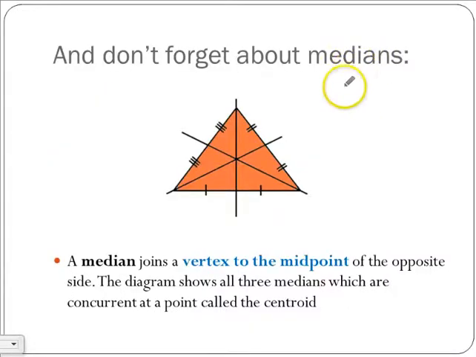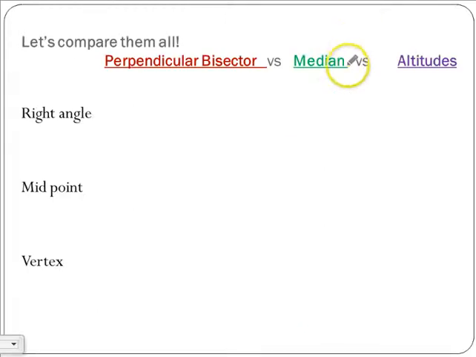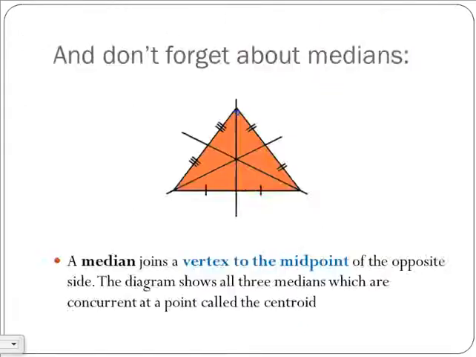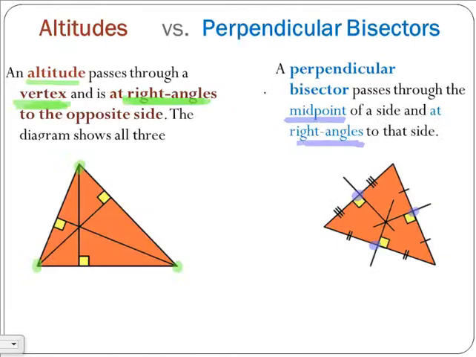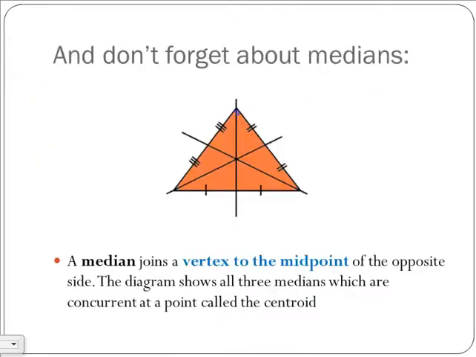And then medians, we talked about, goes from the vertex. So I'm going to skip that. Oh, median. We didn't talk about medians yet, did we? No. Where's our slide on medians? Okay, here we haven't talked about medians yet.